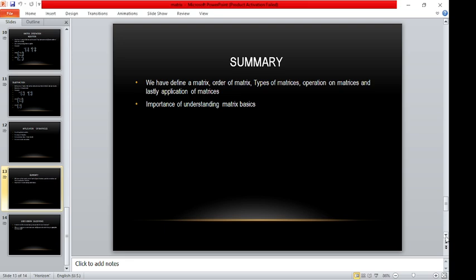In summary, as we come to a conclusion, we have defined a matrix, the order of a matrix, types of matrices, operations on matrices, and lastly applications of matrices. On the importance of understanding matrices, we also discussed that it is used by mathematicians in solving linear equations. They can solve these linear equations using matrices.